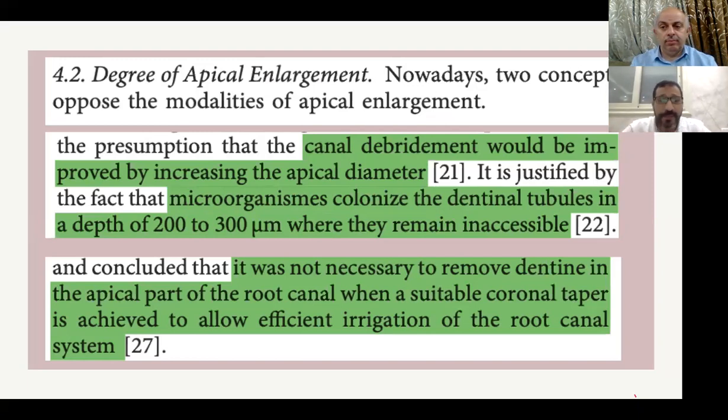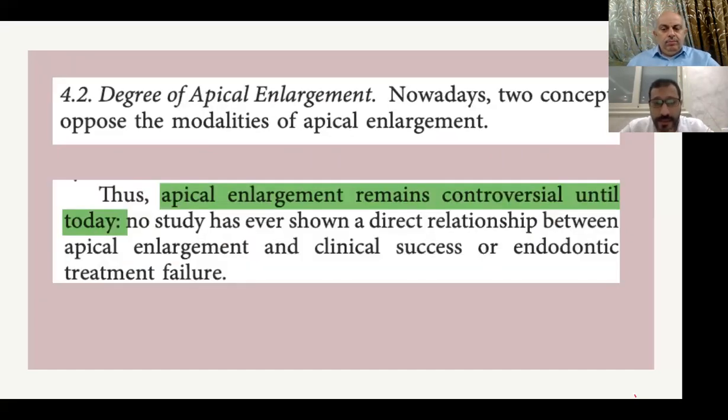That's why we have to know that microorganisms colonize the dentinal tubules to a depth of 200 to 300 micron. So even if you enlarge the root canal to an apical diameter of size 80, we still have a deeper penetration of the microorganisms than the dentinal chips you removed from the root canal. So we have a big challenge. Is instrumentation sufficient alone? The answer is no. Even apical enlargement remains controversial until today.